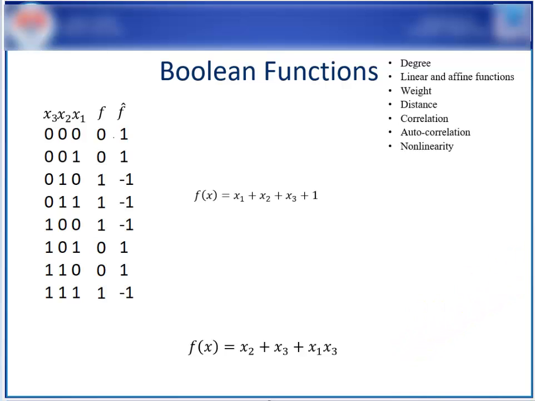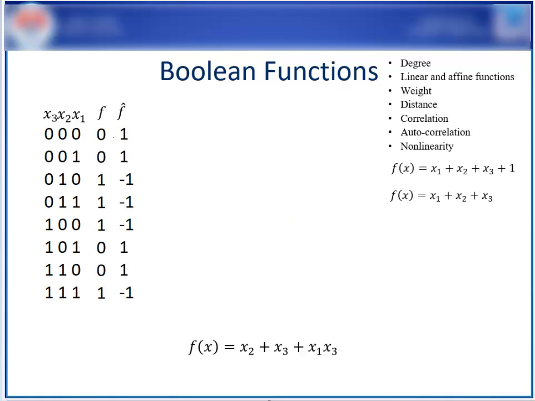If we look at this Boolean function, we do not have a multiplication between bits. So in general, this function can be called a linear function. However, here we have a term 1. Therefore, this function is called an affine function, as opposed to this function where we don't have this plus 1 term. So the difference between linear and affine function is given by this constant term. If we have a constant term, then the function is called an affine function, and if we don't have this constant term, then the function is called a linear function.